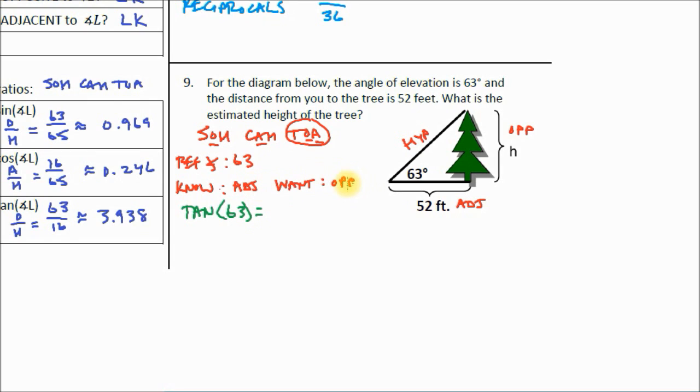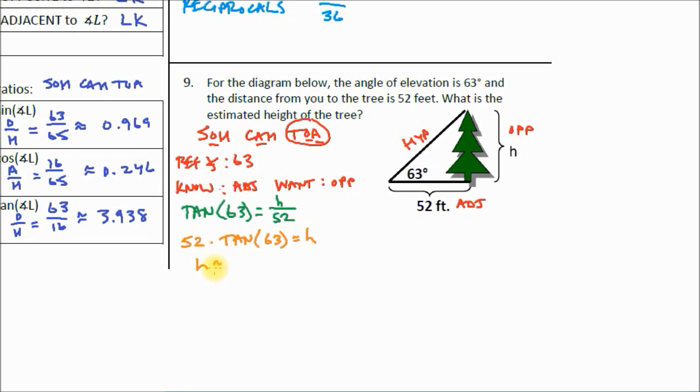Tangent is equal to opposite over adjacent. Opposite is h. Adjacent is 52. Now we got to get h by itself. And on this one, because the variable is on top in the numerator, we multiply it by the denominator to get 52 to go away. That puts 52 on the other side of our equation. So 52 times tangent of 63 equals h.